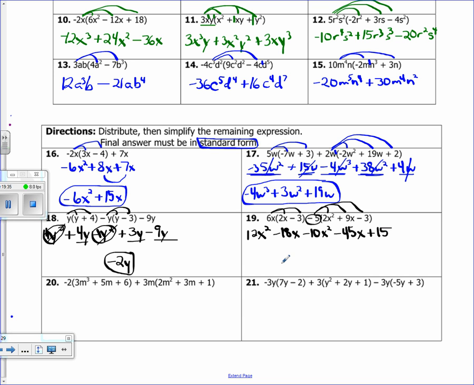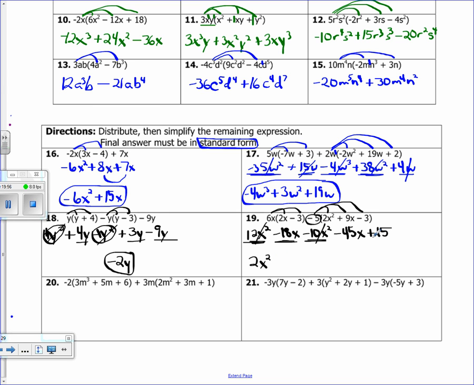All right, like terms, x squared, x squared. So 12x squared, negative 10x squared. That makes a positive 2x squared when you combine those. You could either do 12 plus negative 10 or 12 minus 10. Either way would work.